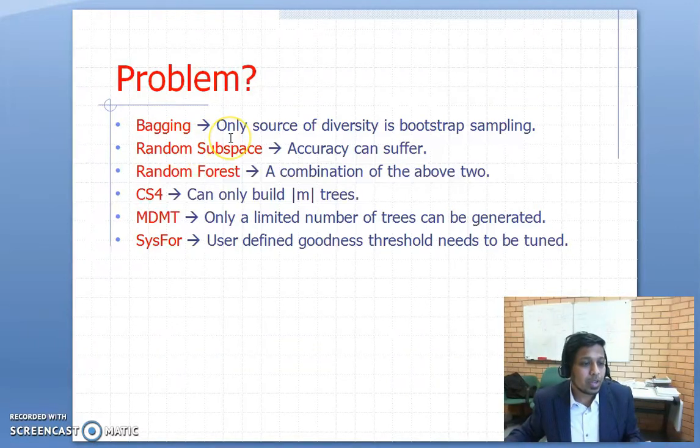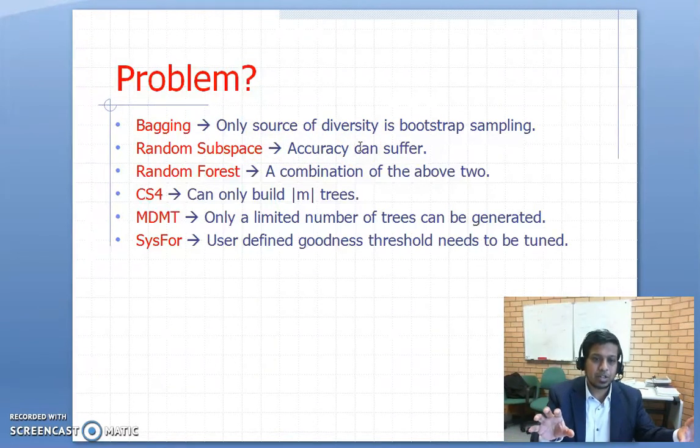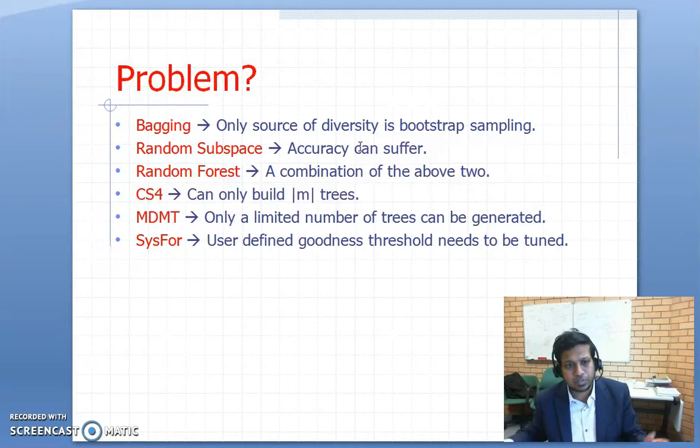In bagging, you can see the only source of diversity is the bootstrap samples, that the datasets are different, and that's why the trees will be slightly different.